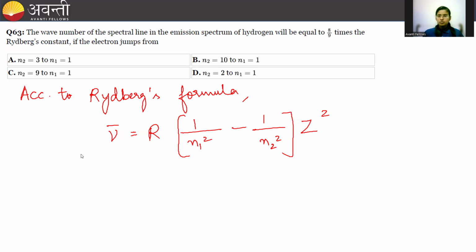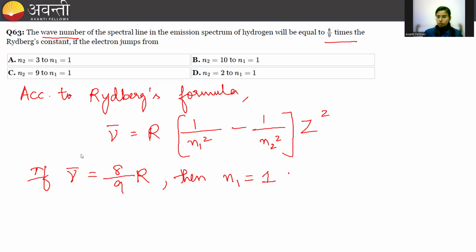Now, in the question, the wave number of the spectral line is given as 8 by 9 times the Rydberg constant. Now, if nu bar, which is the wave number, is equal to 8 by 9 into R, then obviously the N1 value will be equal to 1 and the N2 value will be equal to 3. Let me substitute these values in this formula and I will show you how it comes out as 8 by 9 R.